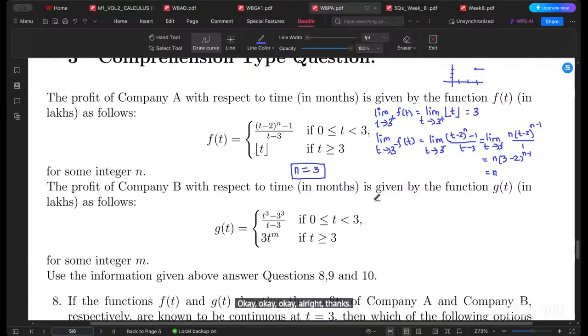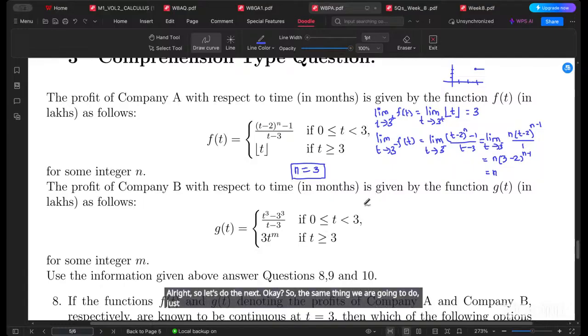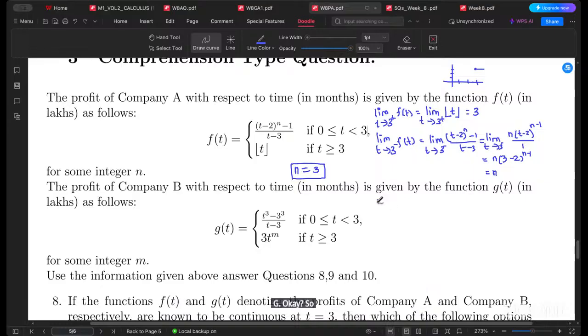All right, so let's do the next part. The same thing we did for f, we will now do for g. So now, limit t goes to 3 plus of g of t. What is this?